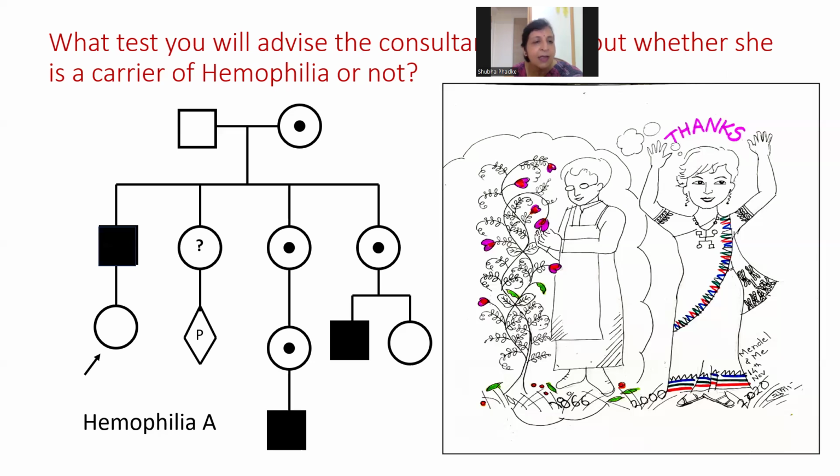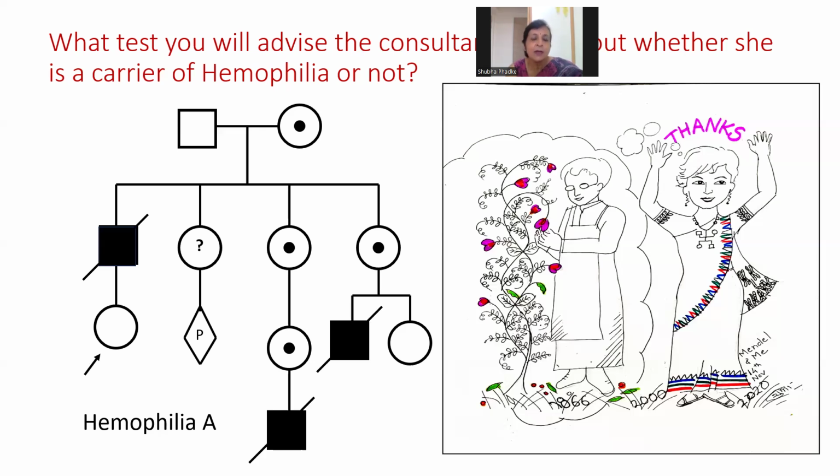On the contrary, if he is affected, then the possibility that she will be a carrier is 100%, because he has only one X. The man always has only one X, and that one has the hemophilia mutation. The daughter will receive the same X from the father, and then she will always be a carrier. So if he is not alive, still you can test her and find out the DNA mutation, because she is an obligate carrier.